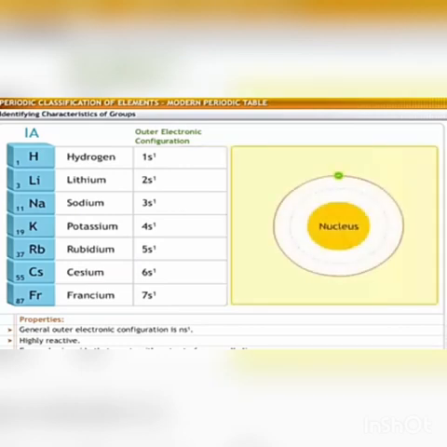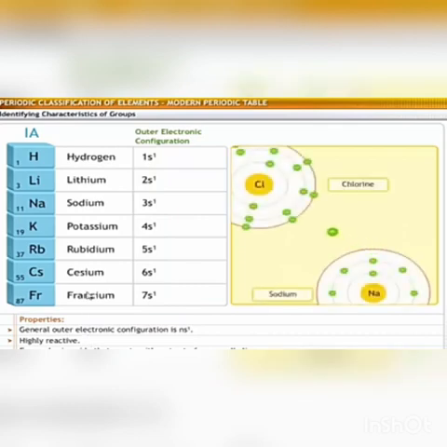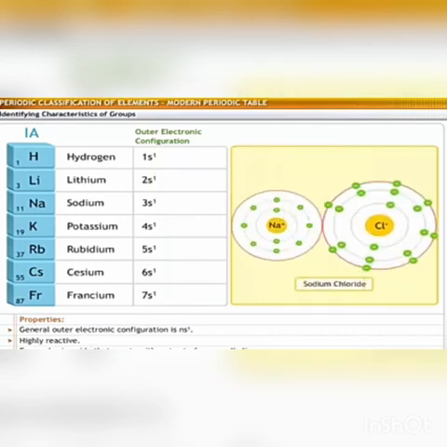Elements in this group contain one valence electron. That is, their general outer electronic configuration is ns1. Because of their configuration, they enter into chemical reactions easily. That is, they are highly reactive.